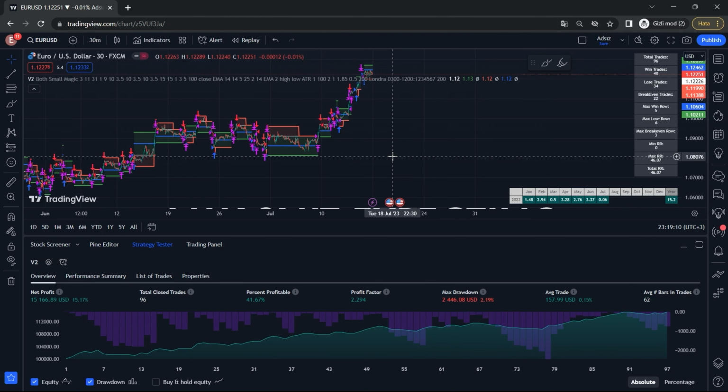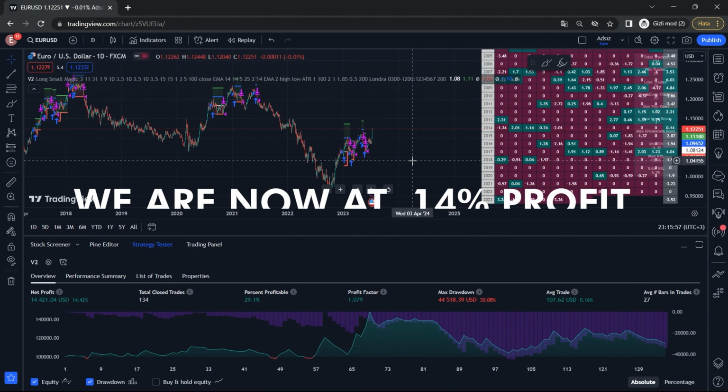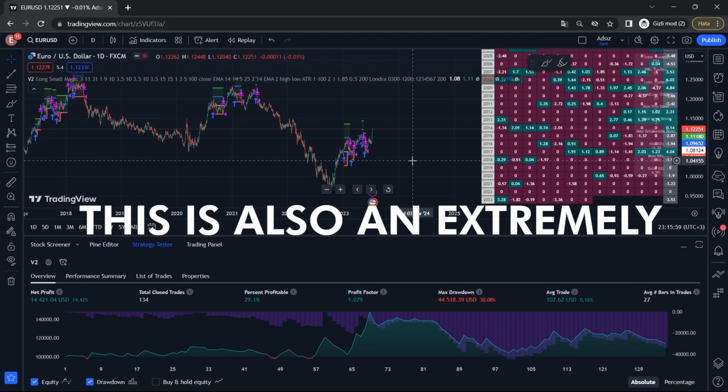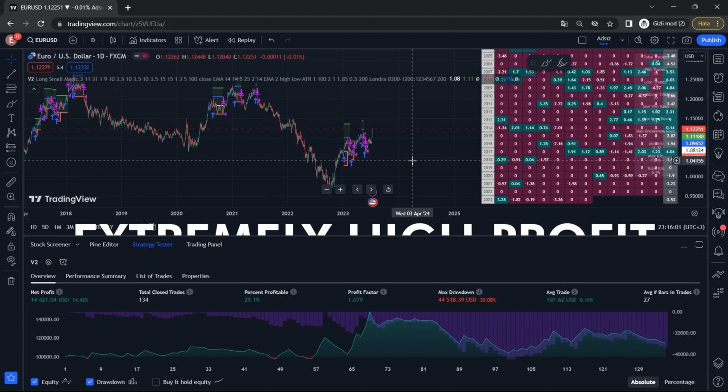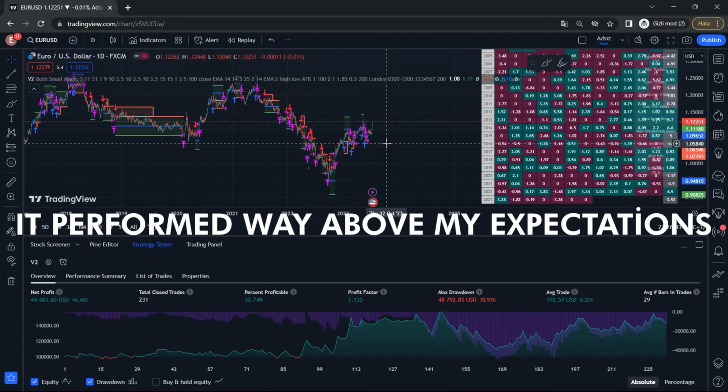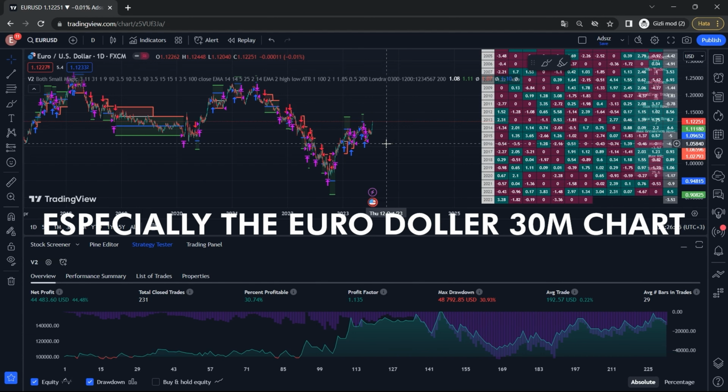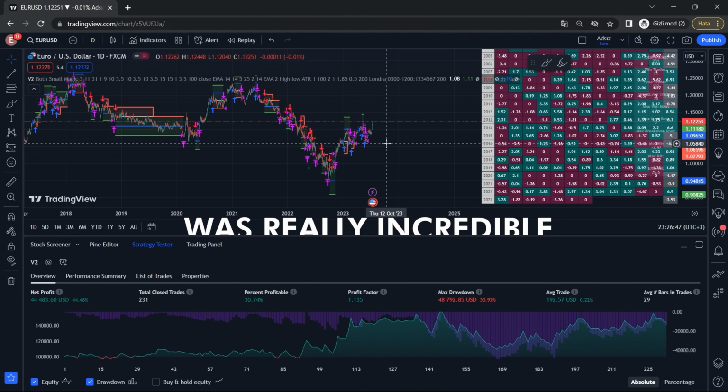Oh, I wasn't expecting this result either. We are now at 14% profit. This is also an extremely high profit. Honestly, it performed way above my expectations, especially the Euro 30 minute chart, which was really incredible.